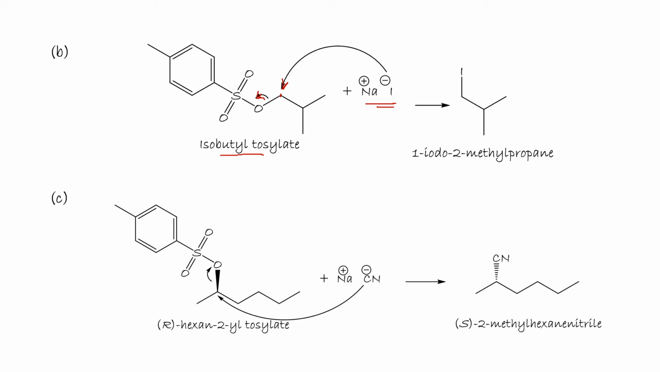Again, reacting hexan-2-yl tosylate with sodium cyanide. Once again, cyanide works as a nucleophile better than a base, so it will attack the carbon, nucleophilic attack, kicking the leaving group tosylate out to form, with inversion, the S-2-methylhexanenitrile. So if you started with R, you get inversion, you get S. Remember, it's an SN2 mechanism.